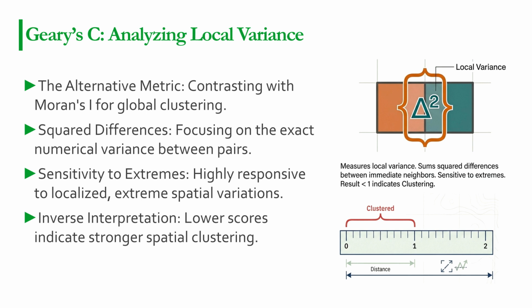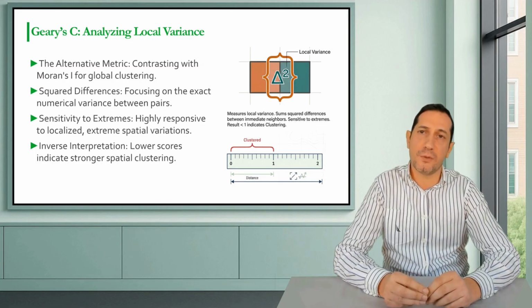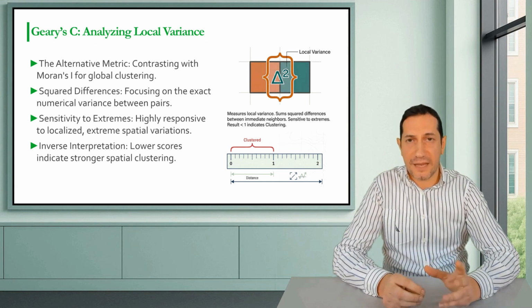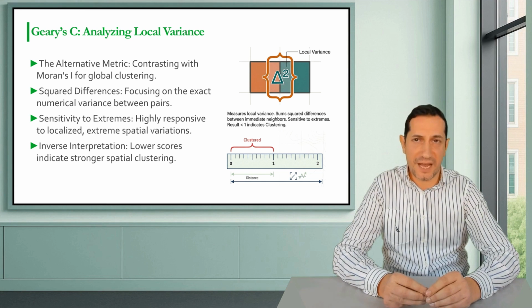The interpretation is also different. Geary's C usually ranges from 0 to 2. A value of 1 indicates complete spatial randomness. Values between 0 and 1 suggest clustering or positive spatial autocorrelation. Values between 1 and 2 suggest dispersion, meaning neighboring areas are more different than expected by chance.